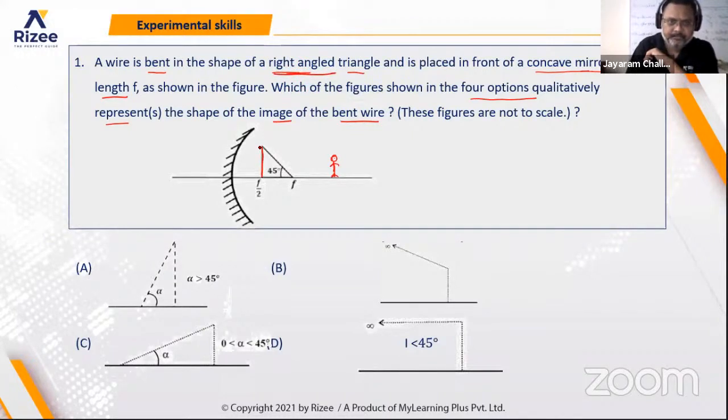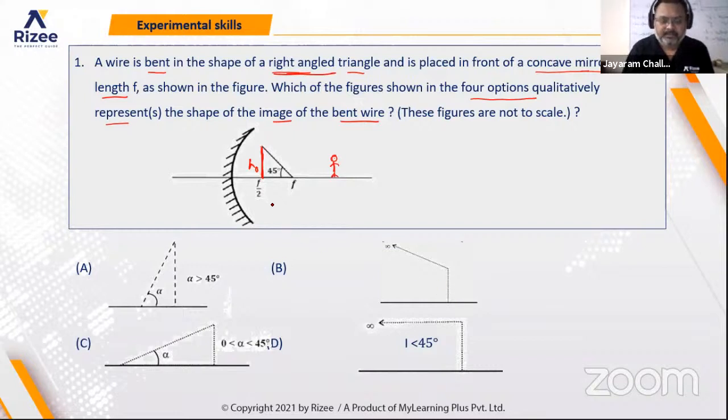This is a vertical line above the principal axis, which behaves as the height of the object. So he'll be seeing the image of this straight vertical line above the principal axis. The image of this will also be a vertical line on the other side of the mirror. It will be only a straight line. This inclined portion doesn't have any impact.